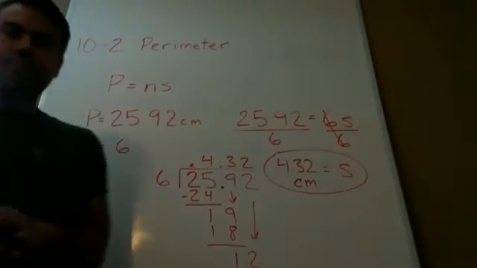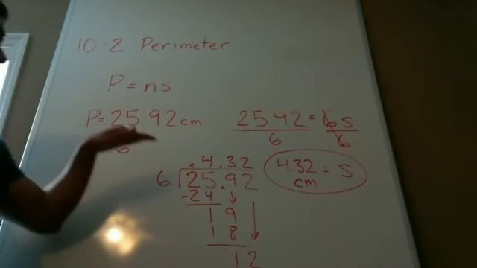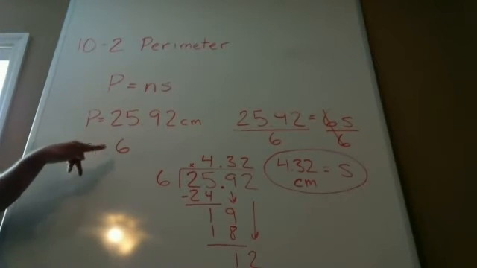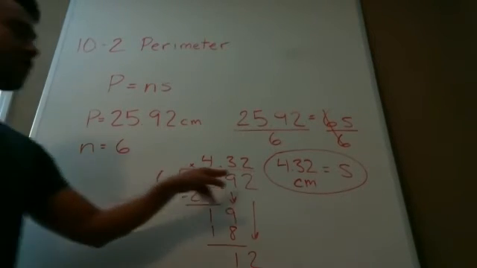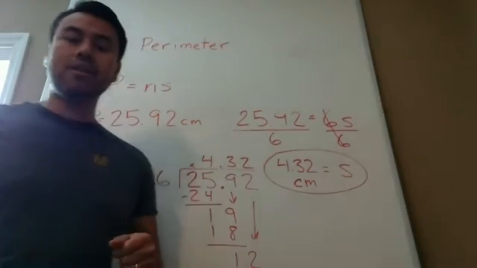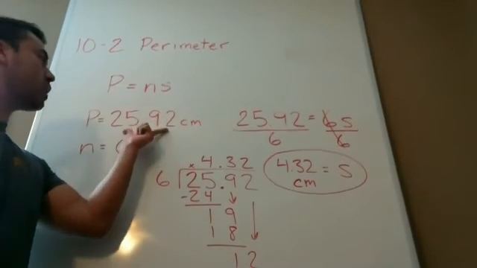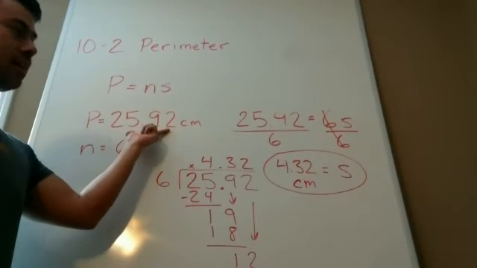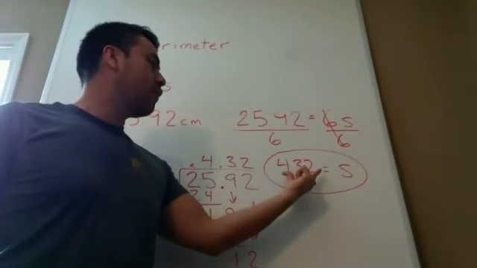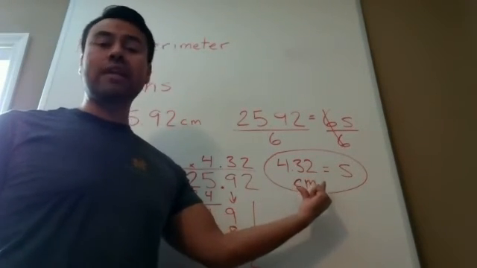That's what your homework's going to mainly be about. You're going to be given a perimeter. You're going to be given the number of sides, and then you have to find what the length of each side is. So this is a regular hexagon. The perimeter was 25.92 centimeters. And when we worked it out, 4.32 centimeters for each side.